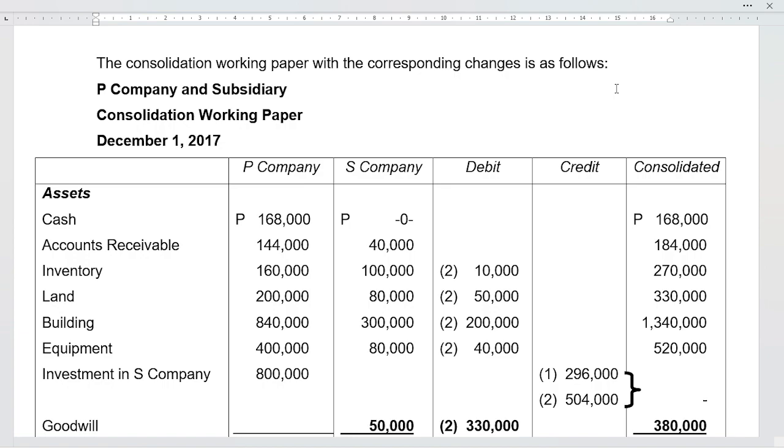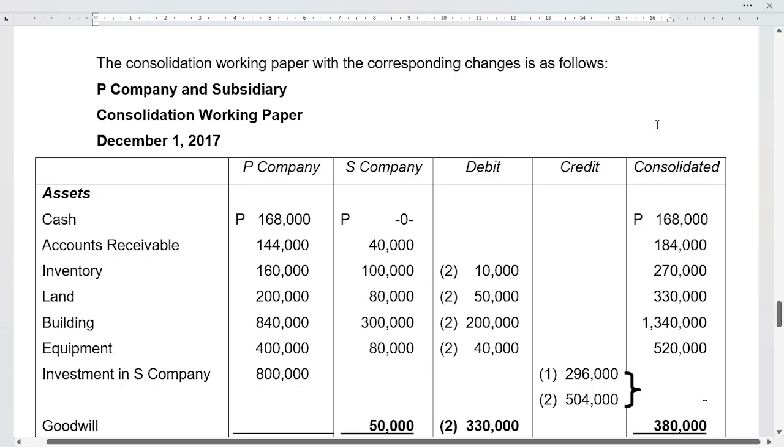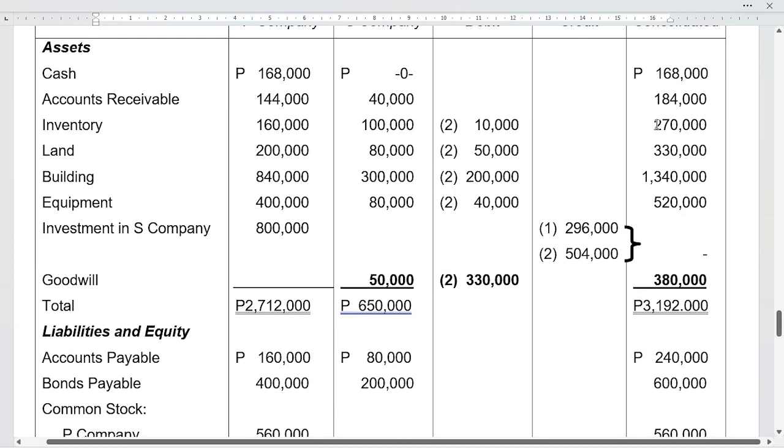And the investment in S Company will have a value of 800,000 pesos for P Company, with a total goodwill of 50,000 for S Company only.